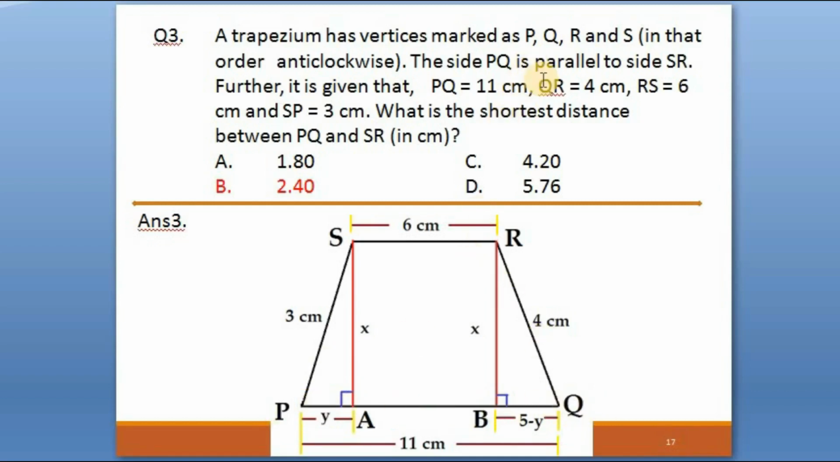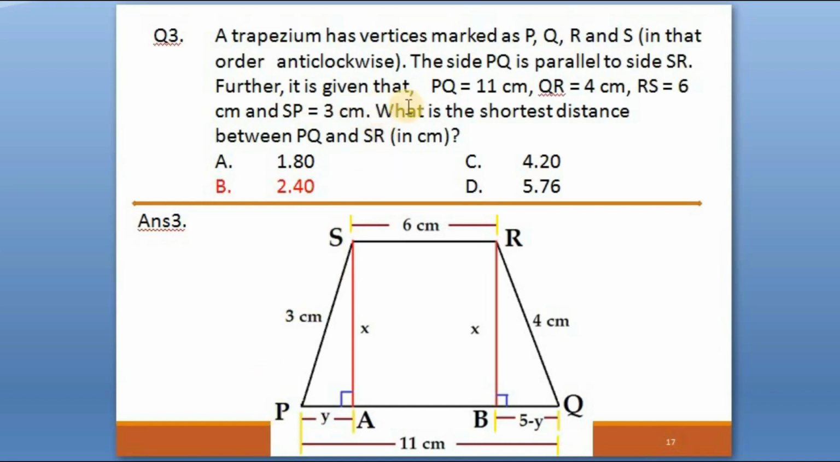PQ is 11 and SR is parallel to that, and it is also given as 6. And QR is given as 4 centimeter and SP as 3 centimeter, right? Then what is the shortest distance between PQ and SR?